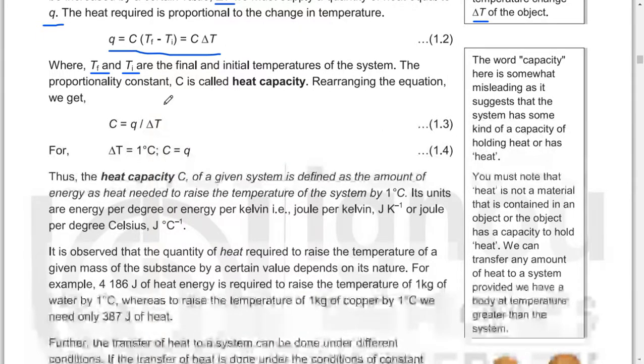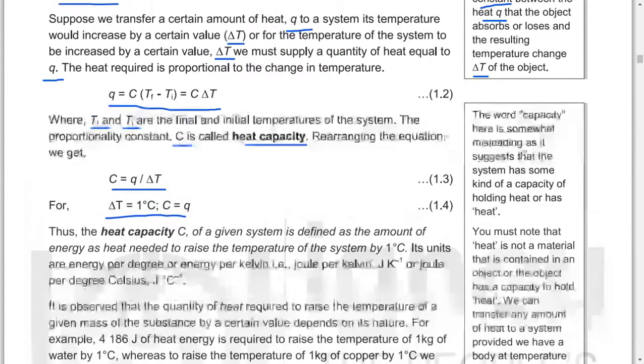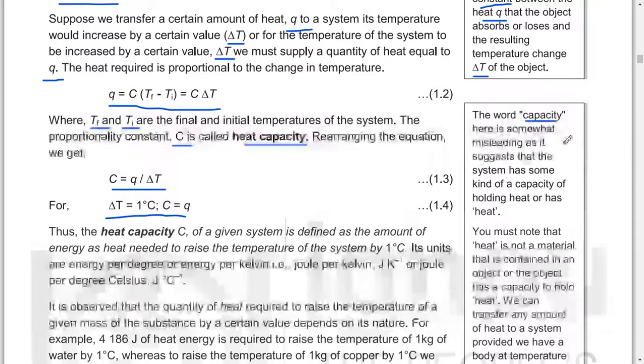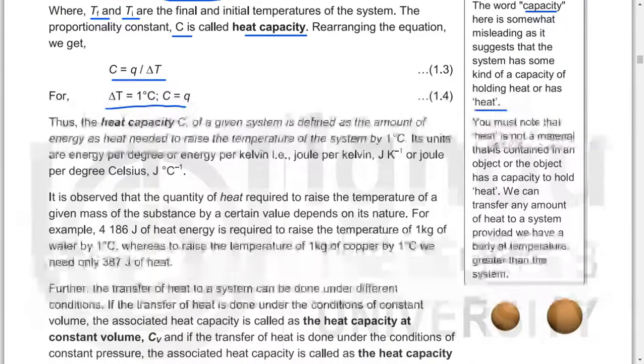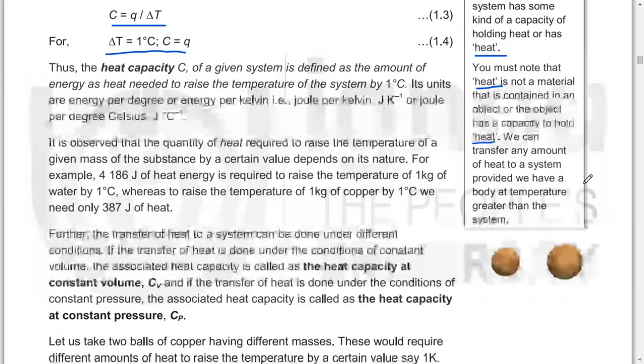The proportionality constant C is called heat capacity. Rearranging the equation, we get C equals Q by delta T. For delta T equal to 1 degree Celsius, C is equal to Q. The word capacity here is somewhat misleading, as it suggests that the system has some kind of capacity of holding heat or has heat. You must note that heat is not a material that is contained in an object, or that the object has a capacity to hold heat. We can transfer any amount of heat to a system provided we have a body at a temperature greater than the system.